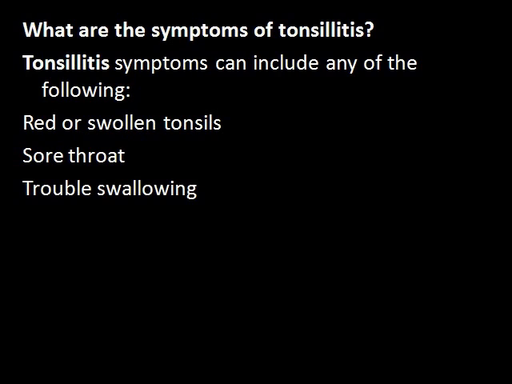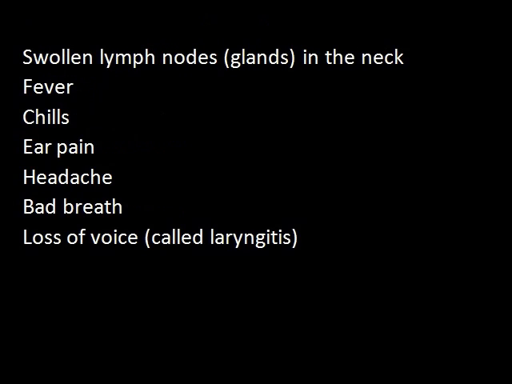What are the symptoms of tonsillitis? They are red and swollen tonsils, which you can see in the mirror or inside the throat of your child with a torch. The baby may cry, or the adult may have sore throat and trouble in swallowing food. The lymph nodes or the glands in the neck may be swollen and painful. There may be fever, chills, ear pain, headache, bad breath, loss of voice.